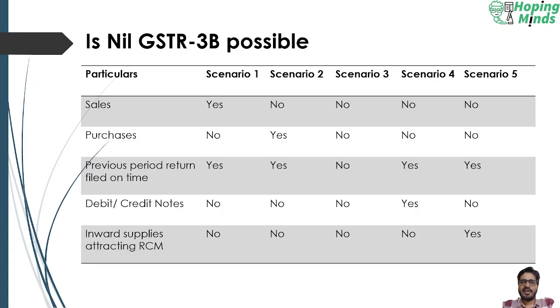In the fourth scenario, we have sales, no. Purchases, no. Previous period return filed on time, yes. Debit notes or credit notes, yes. Inward supplies attracting reverse charge mechanism, no. So in this case also, we won't be able to file a nil GSTR-3B return. The reason being, we have raised debit notes or credit notes, ultimately affecting our tax liabilities. So either tax liabilities are positive or negative, we cannot file nil GSTR-3B return.